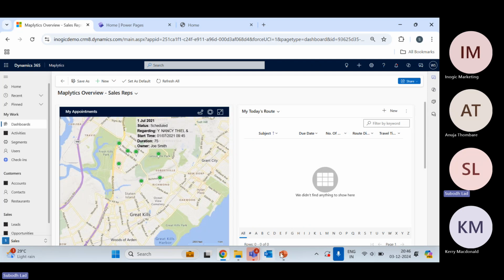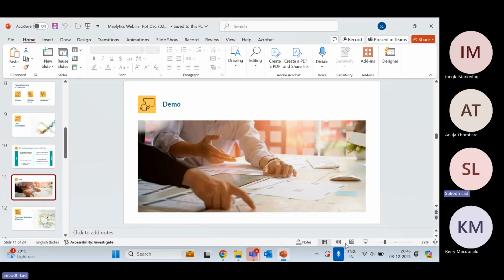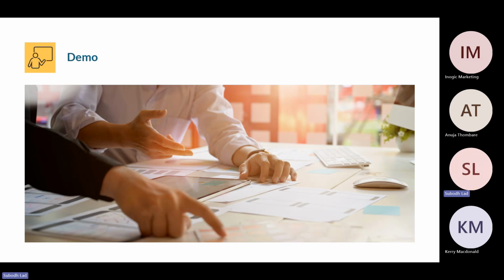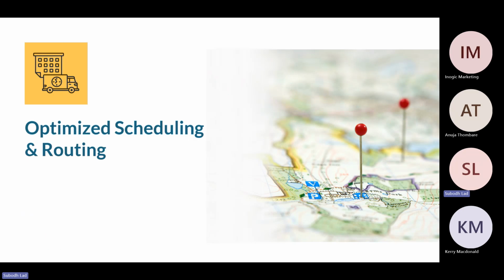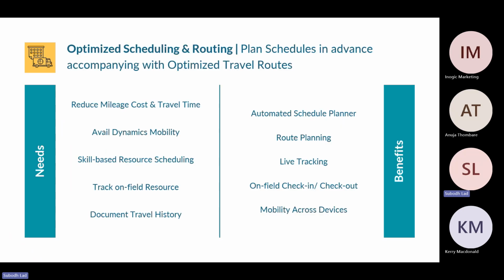So we'll just quickly go back to the presentation. And after this, I will also come back to the routing and the scheduling part. So this is the auto optimized scheduling and routing part that we'll be covering. And what is the need? As I told you earlier, you have many field reps on the go. So you have to minimize your mileage cost and your travel time for each and every sales guy, so that they are able to meet most of their clients in a single day. And that enhances their productivity overall.